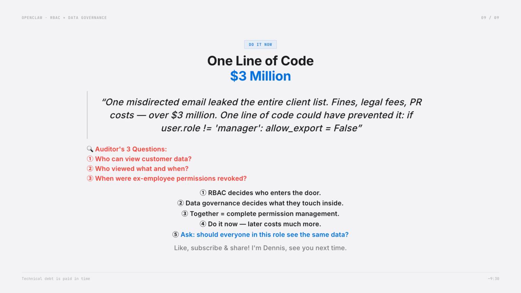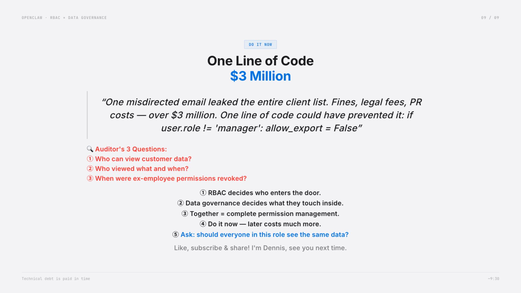Regulations like GDPR, SOC2, ISO 27001 all require 2 things: least privilege principle and data access logs. Auditors will ask 3 questions. Who can view customer data? Who viewed what and when? When were employee permissions revoked? Can you answer them? In 5 sentences to wrap everything up.